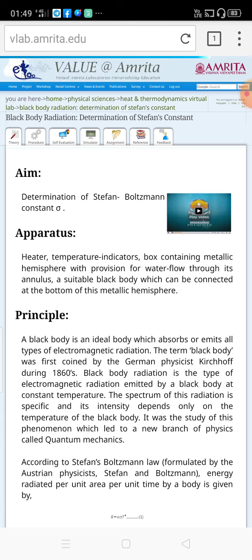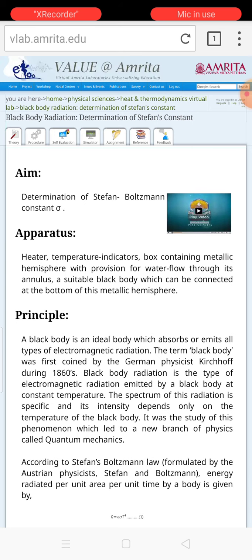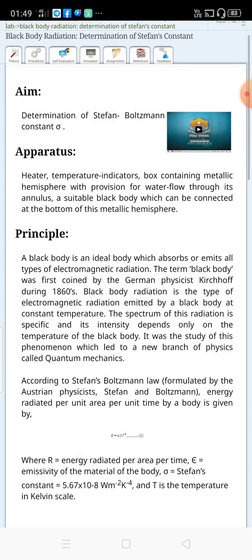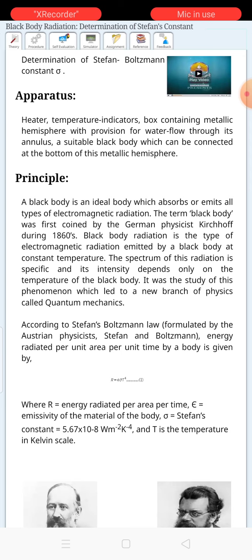The aim of the work is determination of the Stefan-Boltzmann constant sigma. Apparatus used here is a heater, temperature indicator, box containing a metallic hemisphere with provision for water flow through its annulus, and a suitable black body which can be connected at the bottom of the metallic hemisphere.